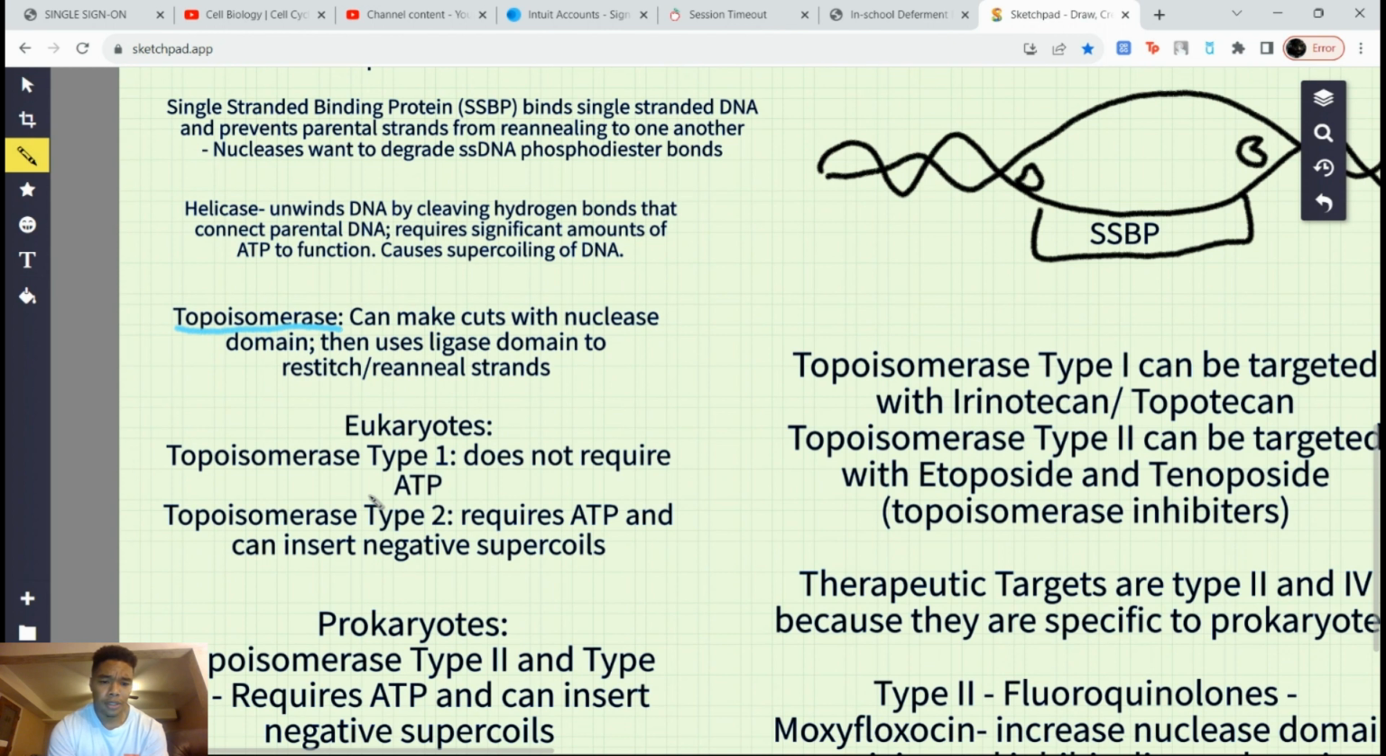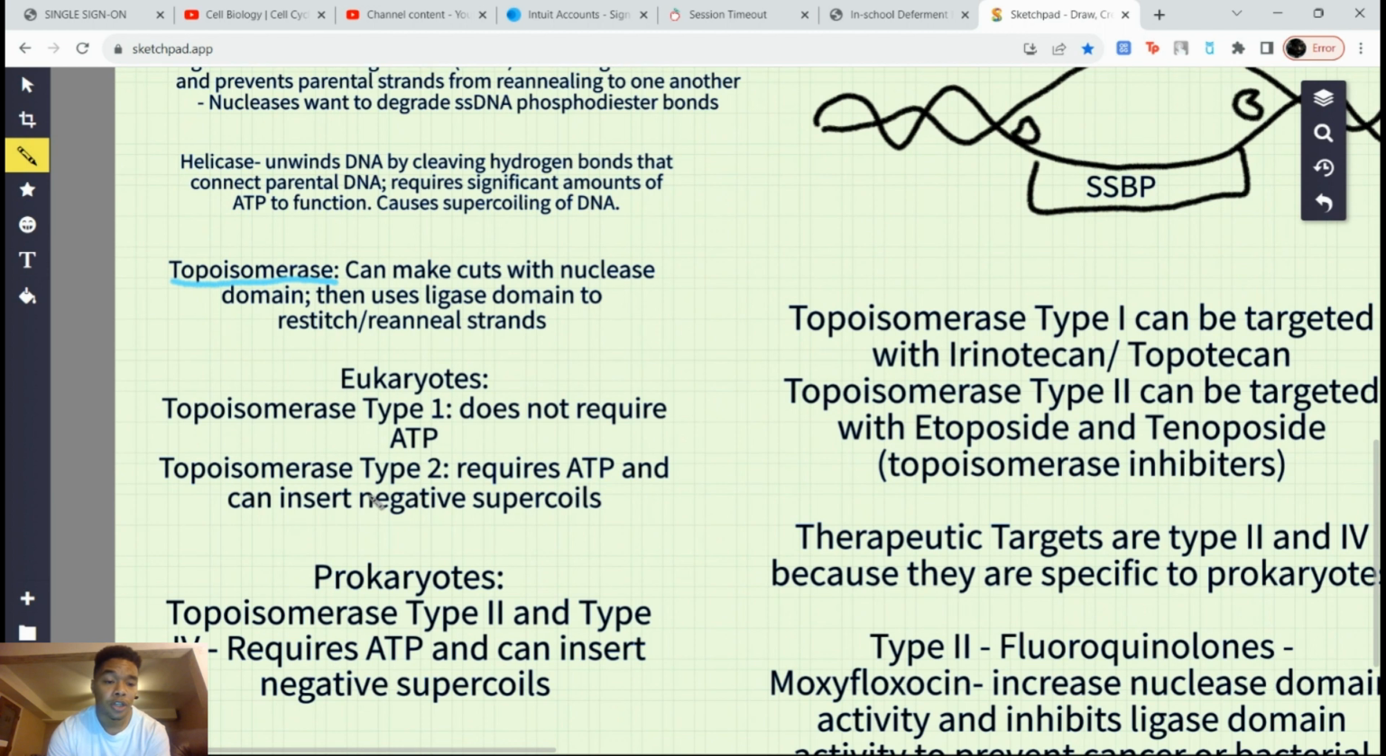So eukaryotes use topoisomerase type 1, and this doesn't require ATP, which is good. It's not very energy taxing, because we know that helicase is very energy taxing. So it doesn't sound very efficient to have two energy taxing enzymes working so close together. Then you have topoisomerase type 2. This requires ATP and can insert negative supercoils.